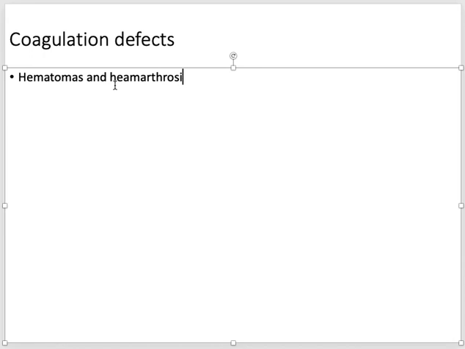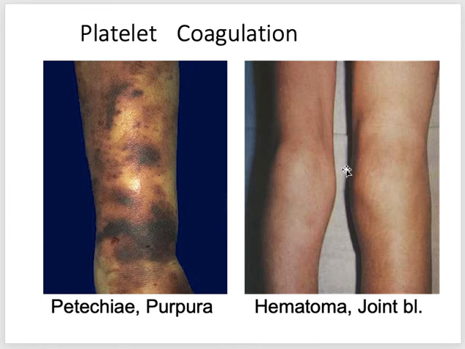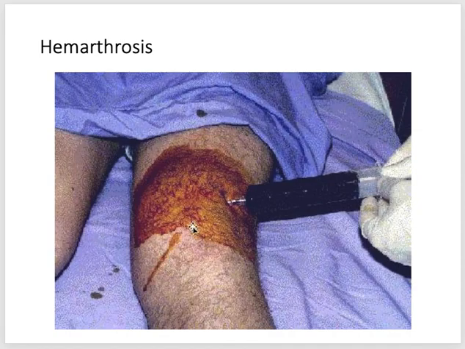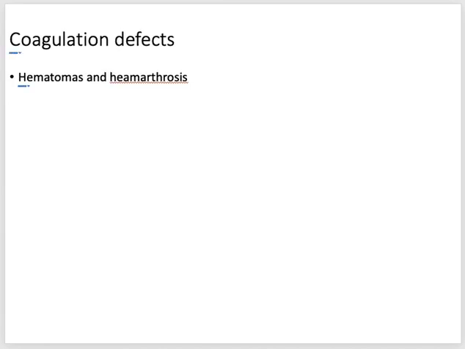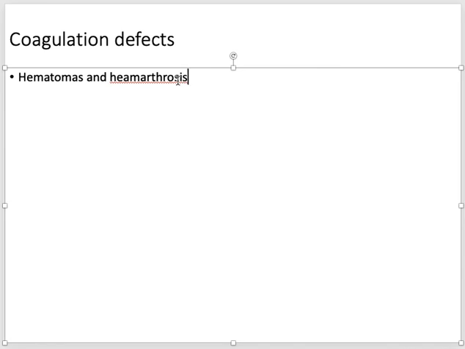Okay, hematoma and hemarthrosis. So see, hemarthrosis is bleeding inside the joint. Inside the joint, the joints will be swollen, hematoma formation, deep bleeds are there, right? Deep bleeds are there. So the people who present clinically with hematoma and hemarthrosis, we go for labs and check.